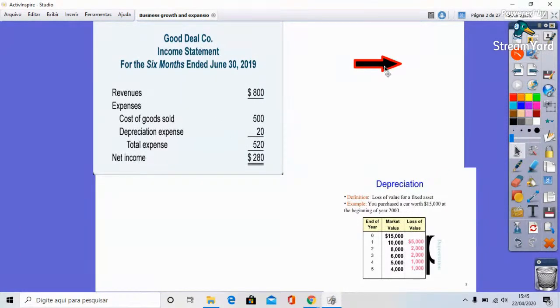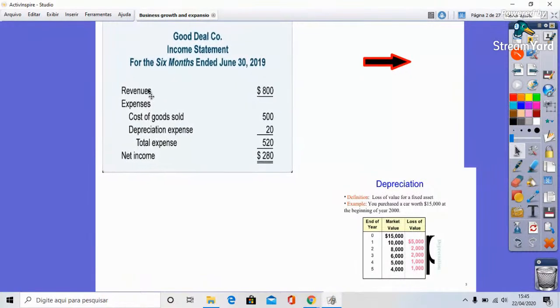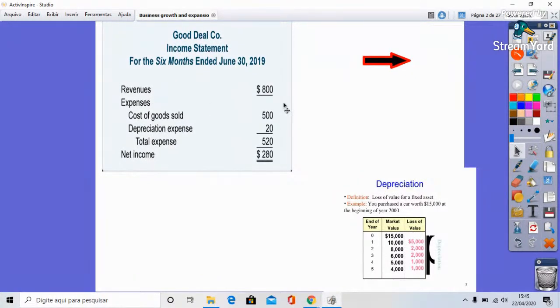First of all, each company needs to make an income statement. This is where I declare to the government my revenues, my expenses, and my net income. Why is depreciation important? Imagine this. Remember that revenues are the total money that comes to my company. I have a company where my revenues are around $800. And here I need to put my expenses, starting with the cost of goods sold.